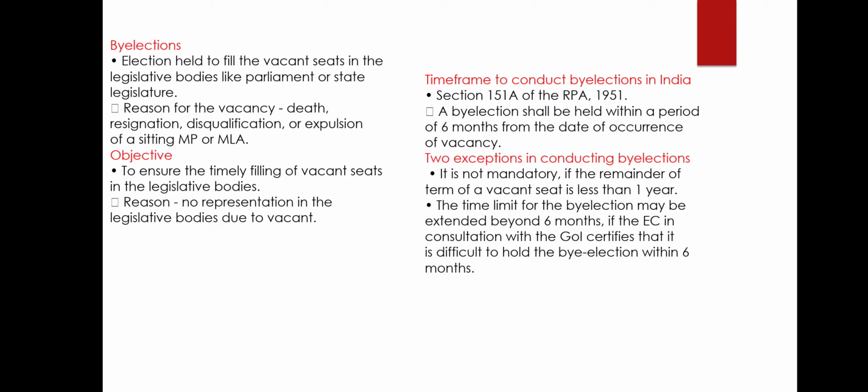Now we will see what is the time frame to conduct by-elections in India. See, the time limit is provided in Section 151A of the Representation of the People Act, 1951. As per this section, a by-election for filling the vacant seats shall be held within a period of 6 months from the date of occurrence of the vacancy. For example, if a vacancy occurs on January 1st, 2024, a by-election should be conducted by June 30, 2024. As the section contains the word shall, it is mandatory for the Election Commission to conduct the by-election.